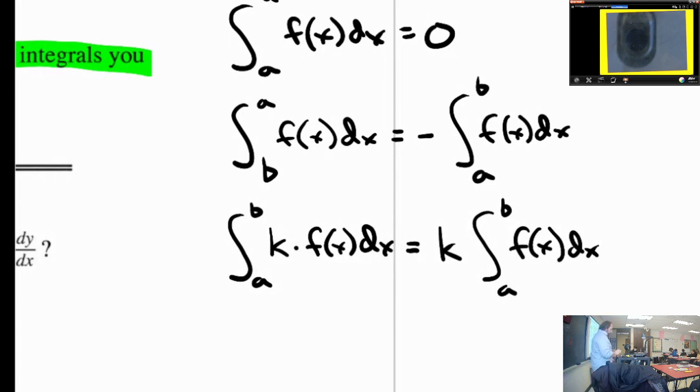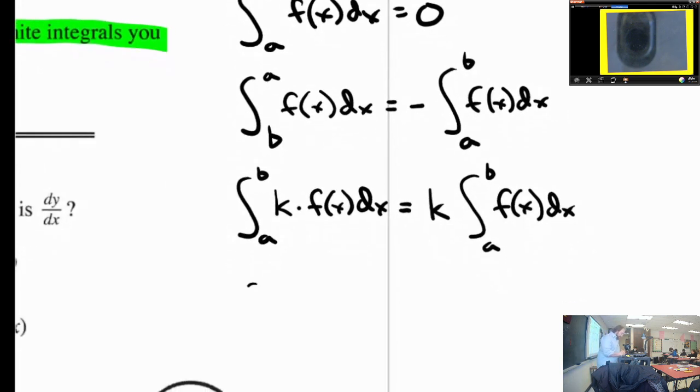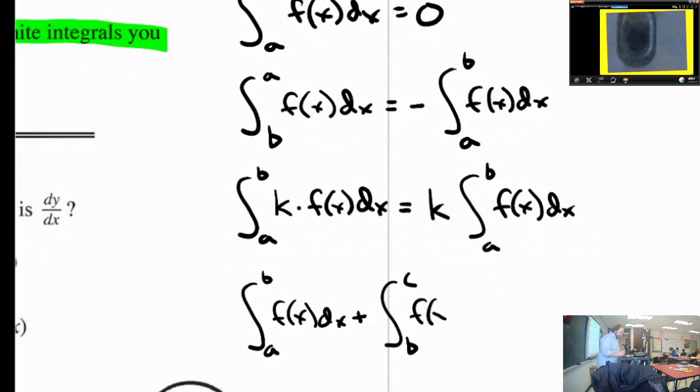And then the last rule we had was the combining of things. If you have the integral from a to b of some function f of x dx, plus the integral from b to c of some function f of x dx, well, you can combine those together and make it one integral from a to c.